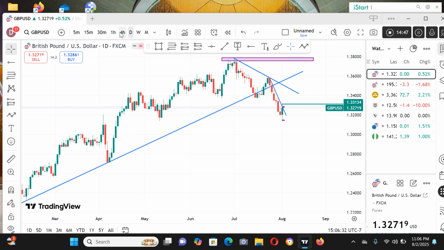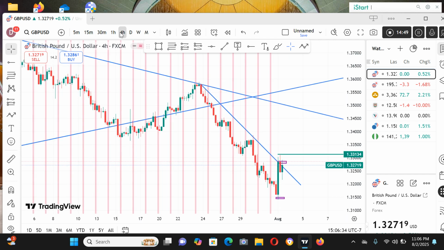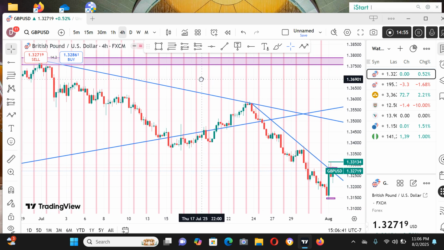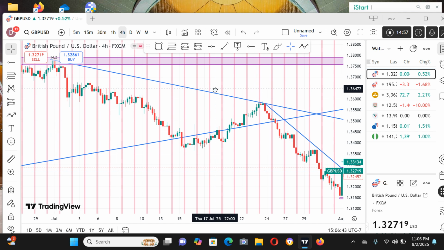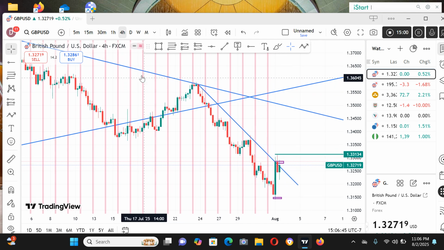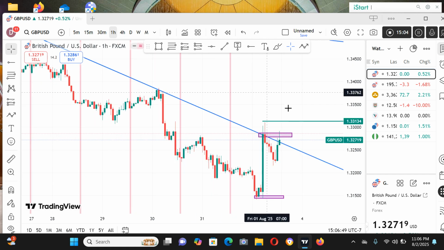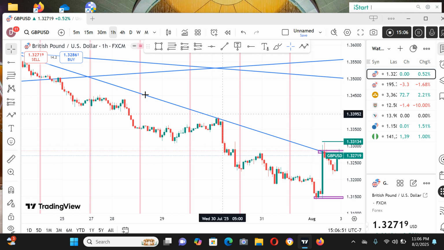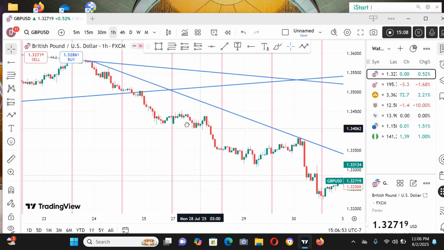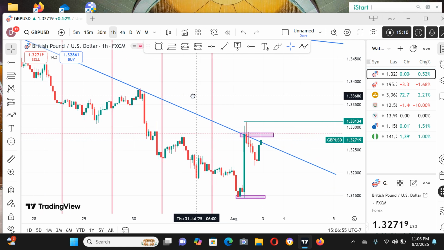And then we went to the 4-hour time frame to confirm whether the market is actually going down. Of course, we can see we have drawn our trend line on the 4-hour time frame, and it is showing that the market is actually going down. And then we went to the 1-hour time frame to still confirm: is this market still going down? Obviously we can see we have drawn another trend line on the 1-hour time frame, and it's showing that the market is going down.